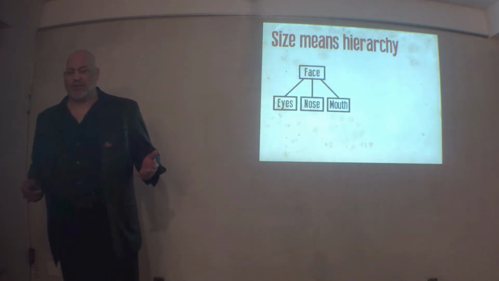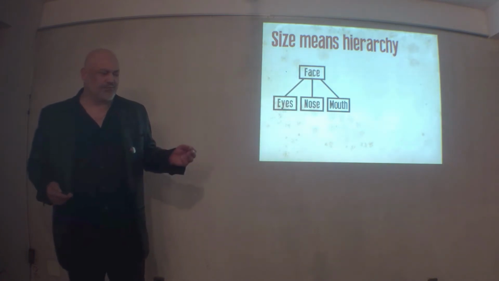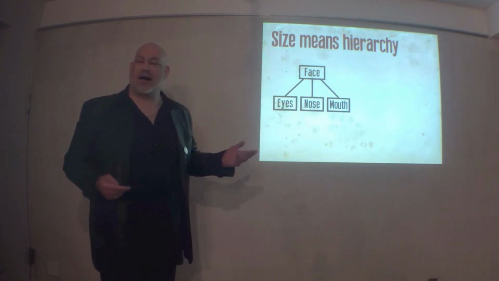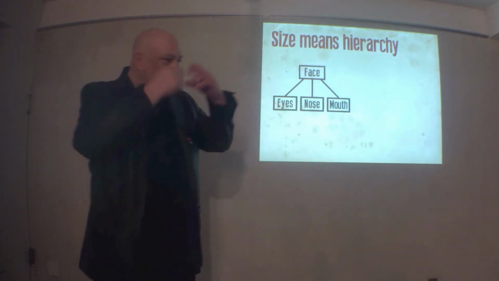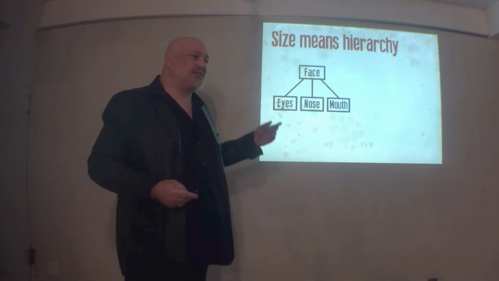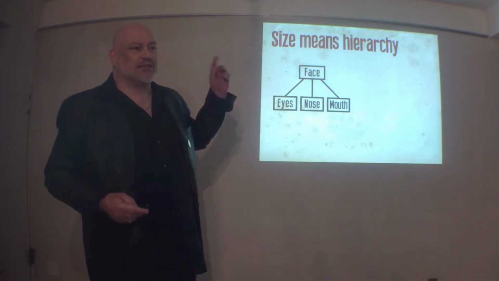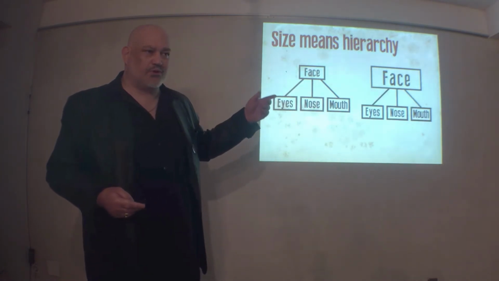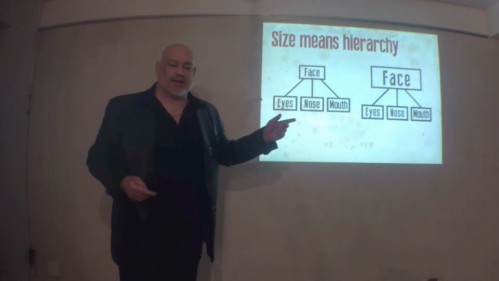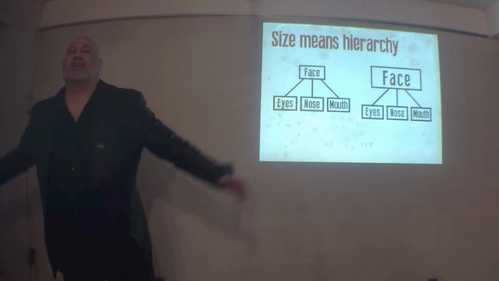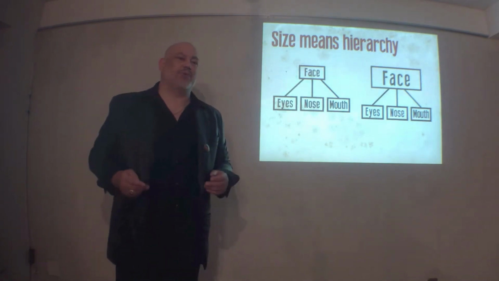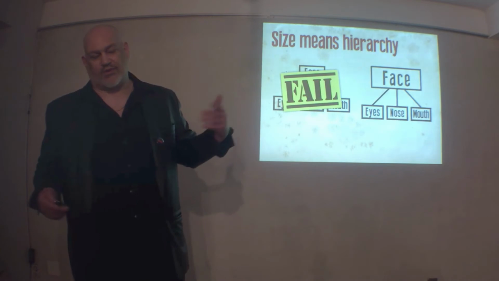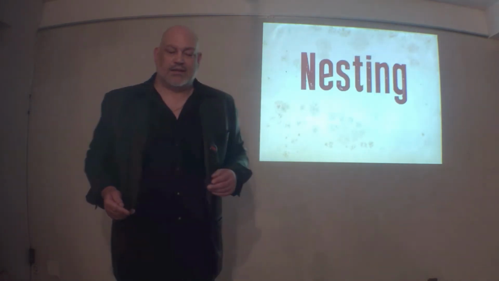Of course, size means hierarchy as well. For a face, we have eyes, we have the nose and the mouth, it's clear. But the face is not as big as the mouth or the eyes as the nose. So this one would be much more applicable. Like the eyes, nose and mouth together give you the face, a big thing. So of course this is a fail.